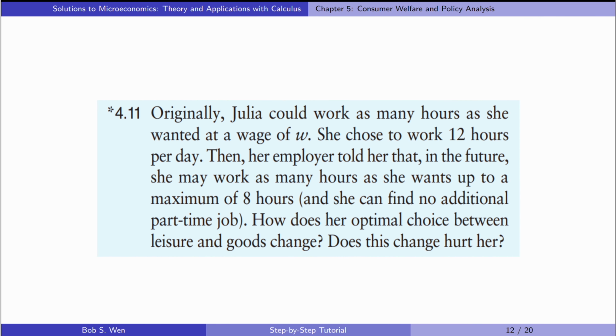Let's solve exercise 4.11. Originally, Julia could work as many hours as she wanted at a wage of W. She chose to work 12 hours per day. Then, her employer told her that in the future she may work as many hours as she wants, up to a maximum of 8 hours. How does her optimal choice between leisure and goods change? Does this change hurt her?